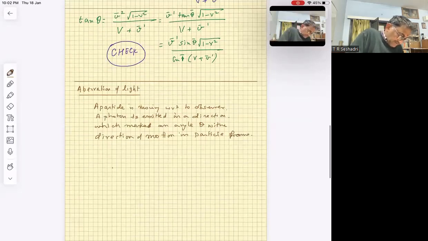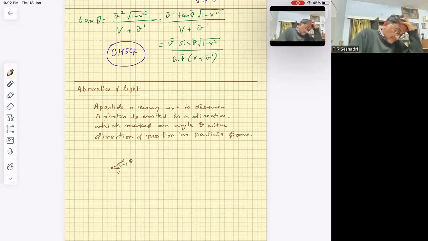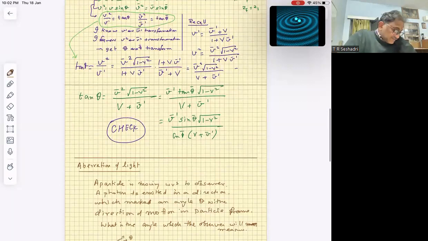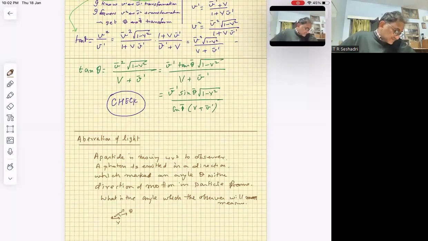So there is a particle, it has emitted a photon, and the particle is itself moving in this direction. And this is theta. What is the angle which the observer will measure? Is the problem clear? Now, what is the difference between this and what we did here? This is just a special case of the first one.